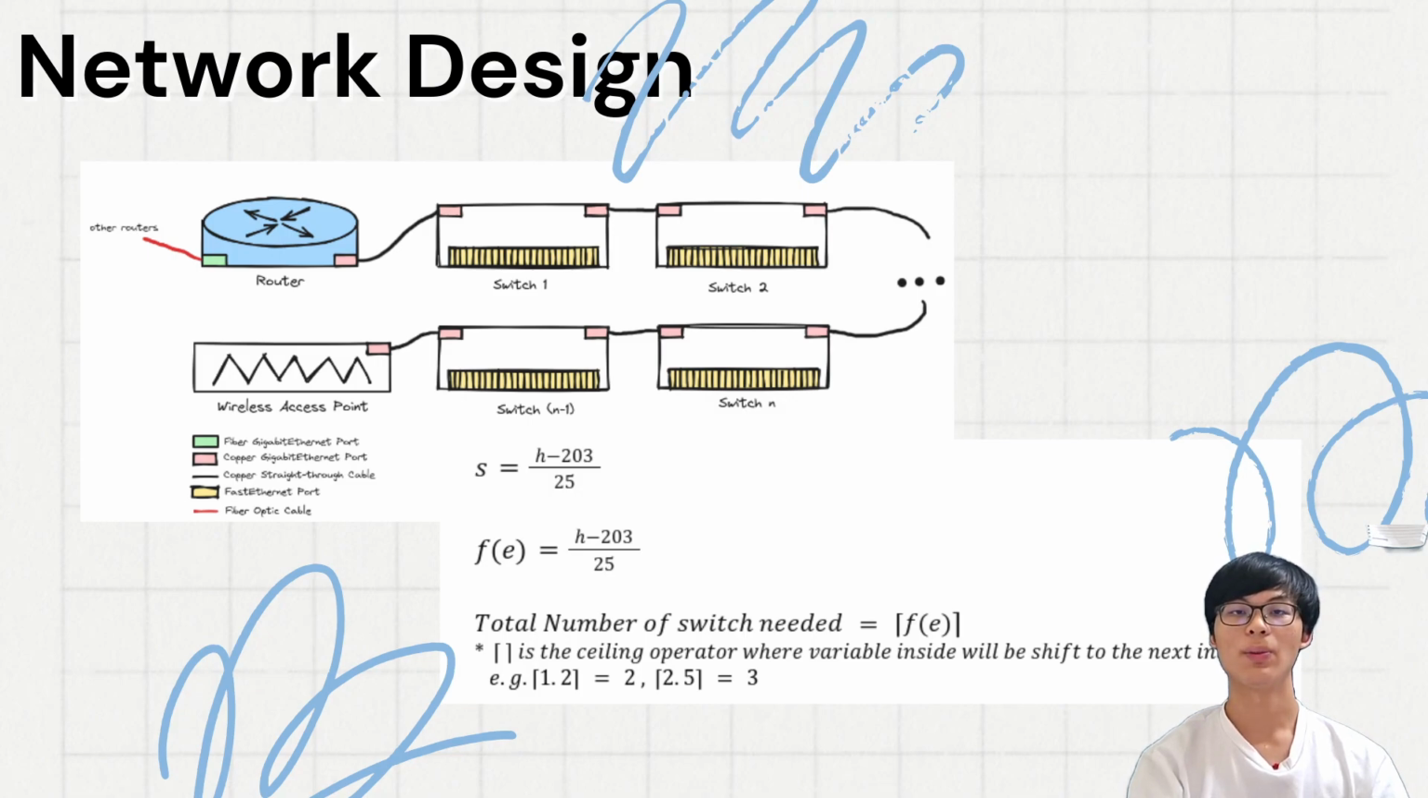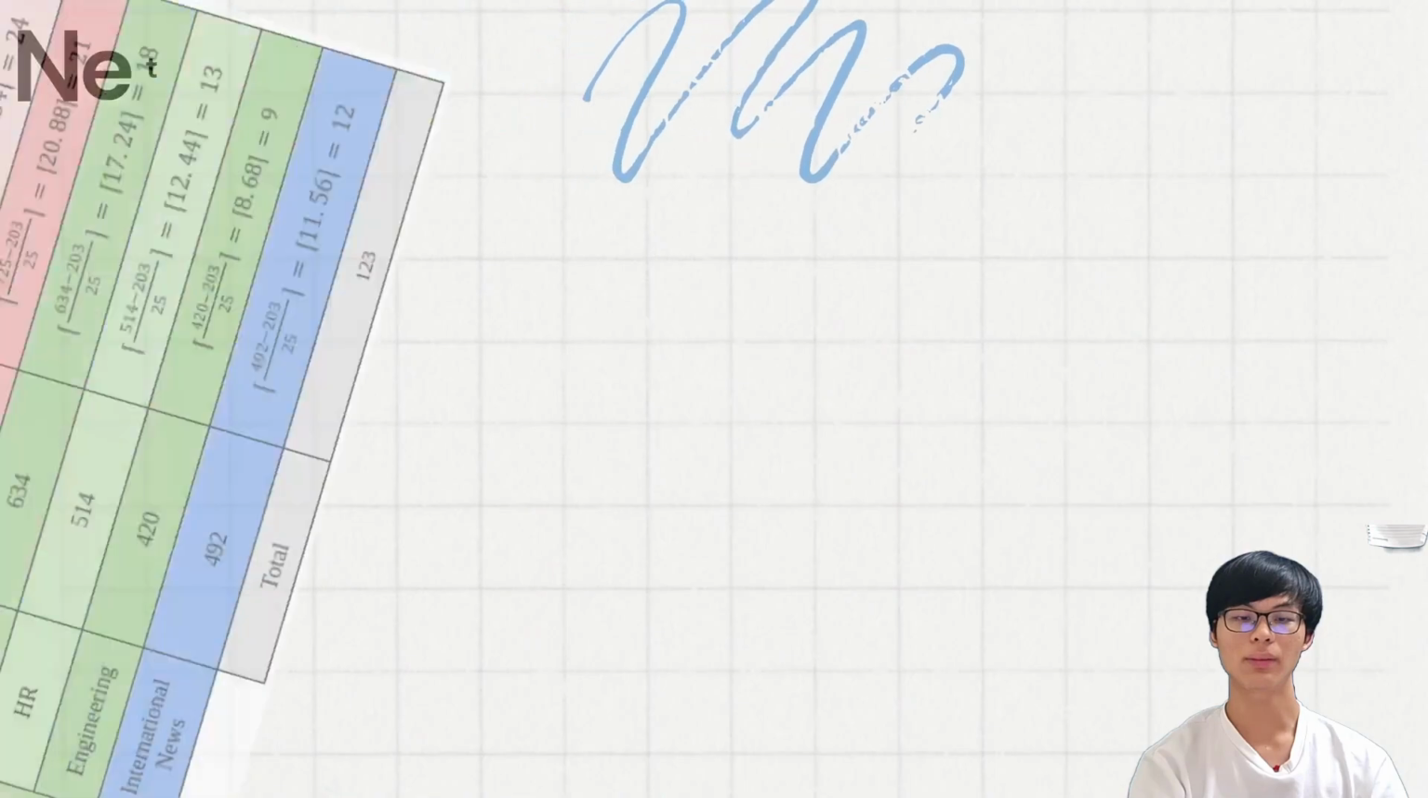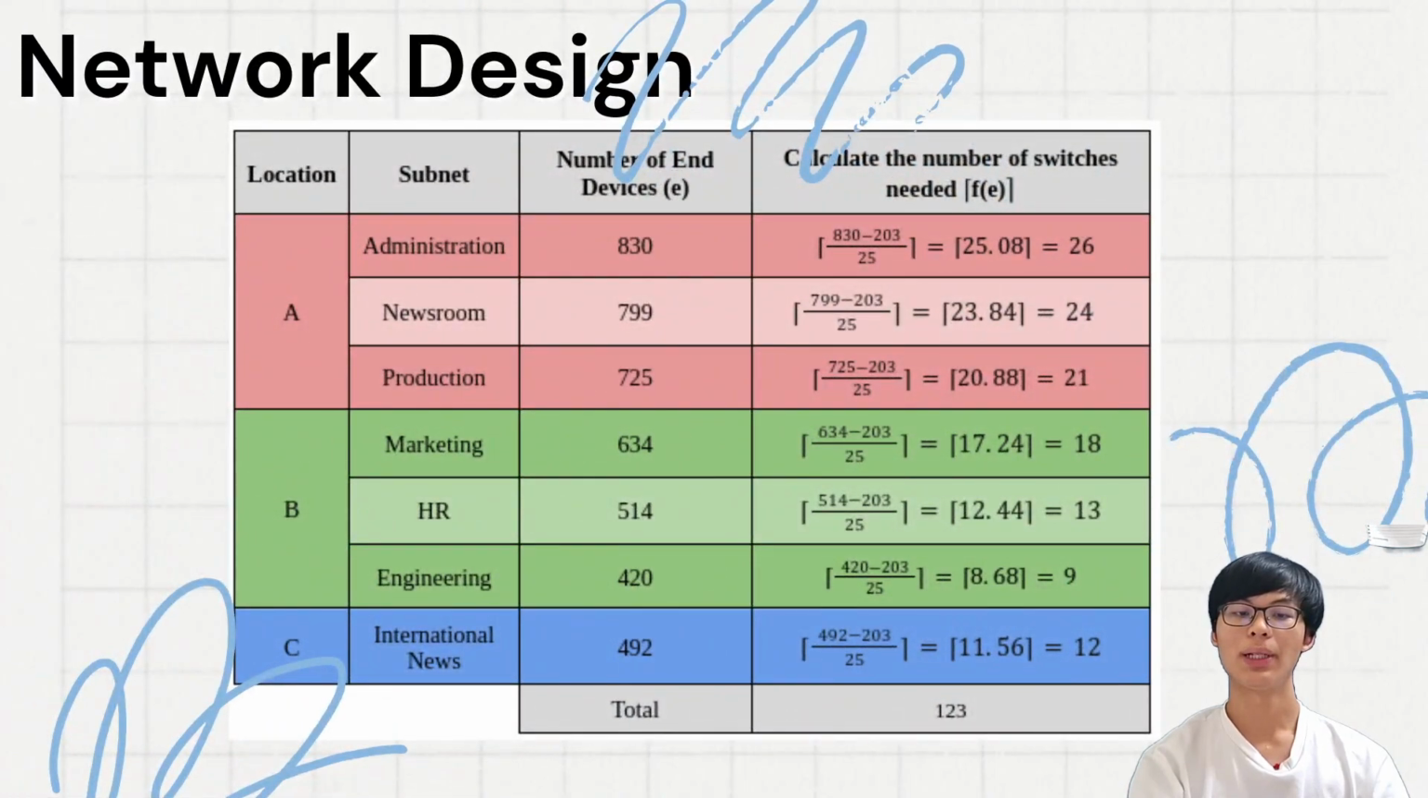This is the formula we formed to use to calculate how many switches we need in each subnet. We apply that formula in these tables and we calculate that the total number of switches we need in all of our network is 123.